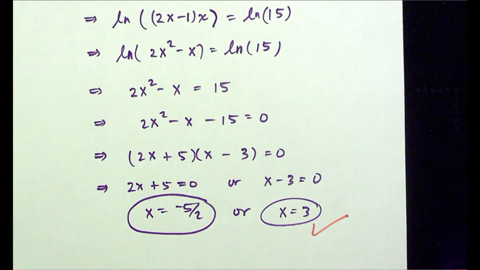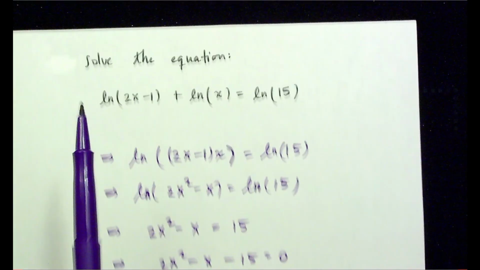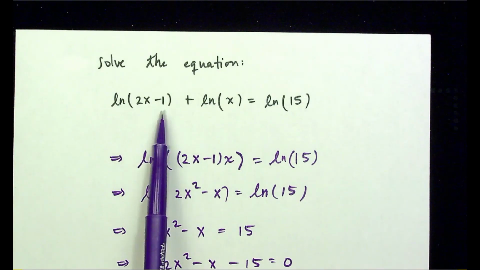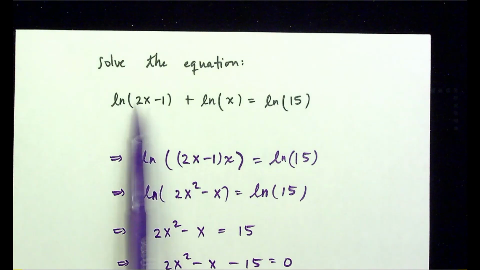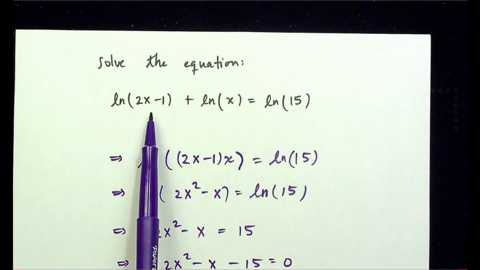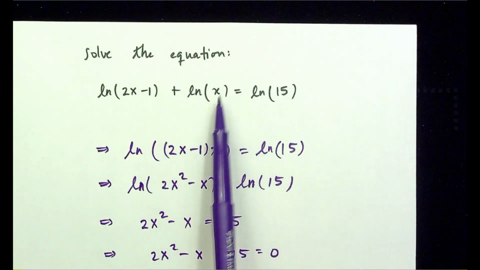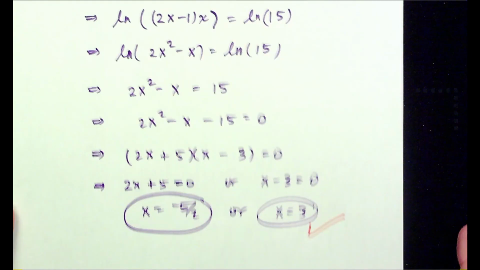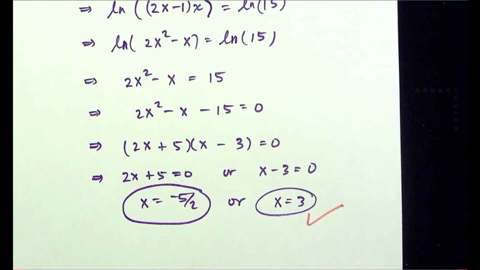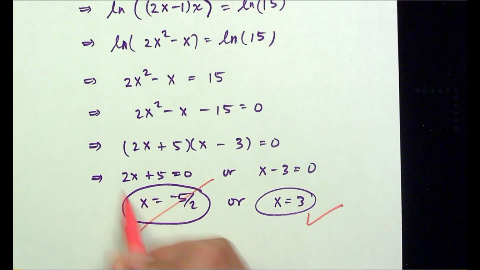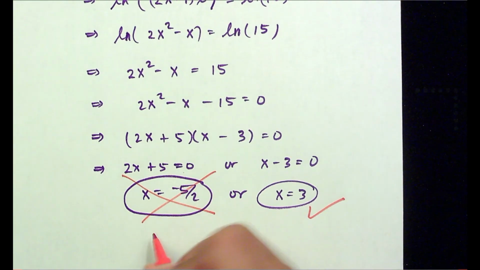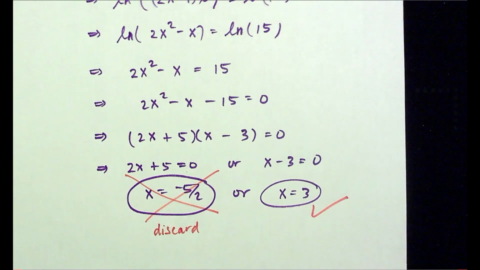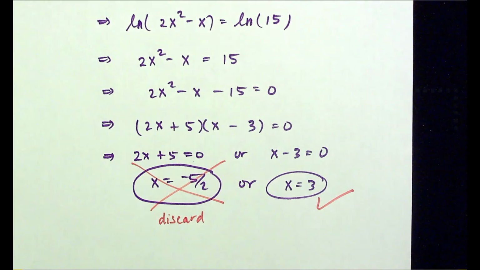Now let's check the other one. Negative 5 halves. If you plug in negative 5 halves here, minus 1, you will get that this inside would be negative 6. This would be negative 6, and this one would be negative 5 halves. So you would have negatives inside logarithms. That's not allowed, okay? You cannot plug in negatives inside a logarithm. So this is not good. So you have to discard that. That means the only answer is x equals 3.